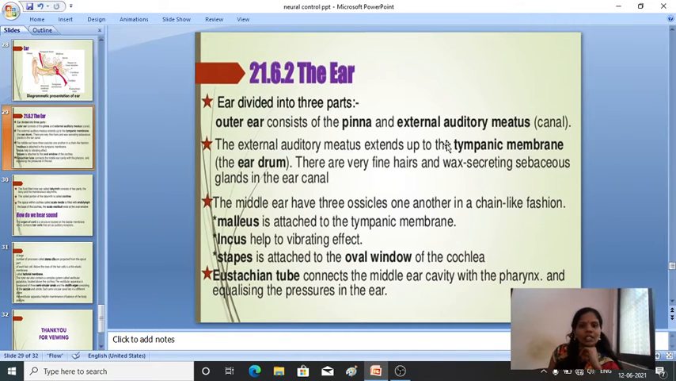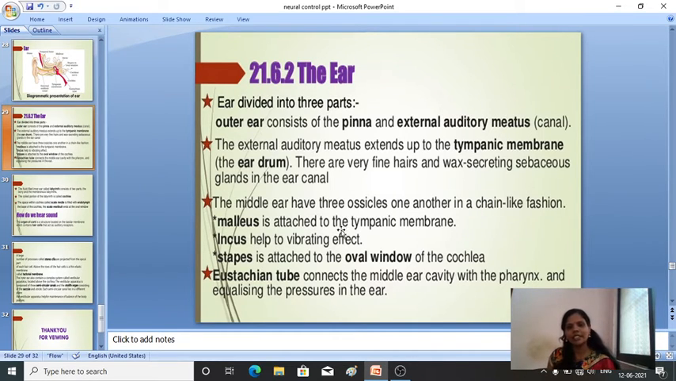Okay, fine. So here the pinna and external auditory canal you have seen. Then the tympanic membrane, that is the eardrum. There are very fine hairs and waxy-secreting sebaceous glands in the ear canal. Then the middle ear has three ossicles, one after another in a chain-like fusion: malleus, incus and stapes.